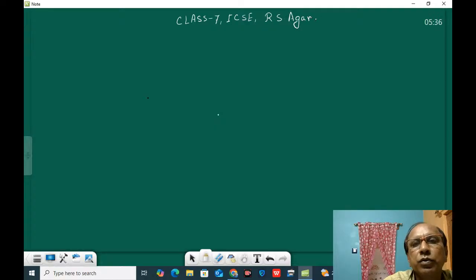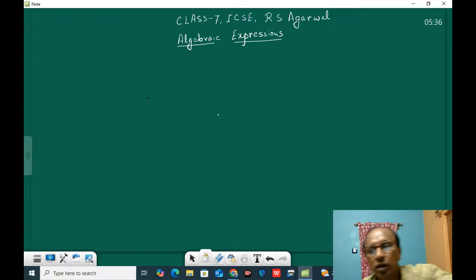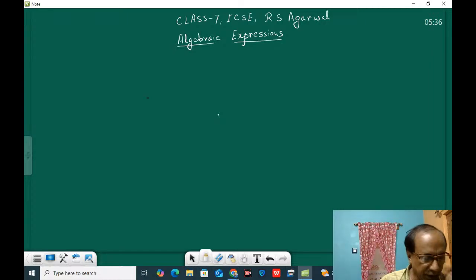And today we are going to start this chapter, algebraic expressions. We are going to discuss this one. Now you see what is given in algebraic expressions.